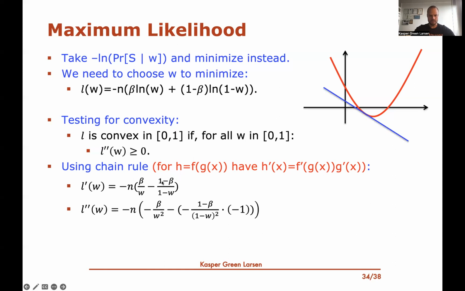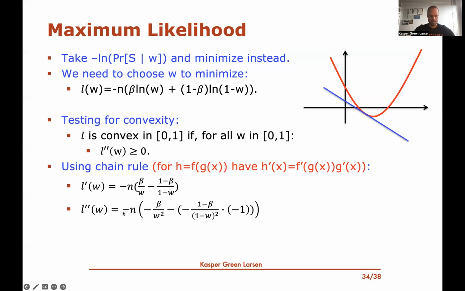Then we need to take the derivative of this. The 1 minus beta is a constant. Now the outer function is 1 over x, right? So using the chain rule, we replace that by minus 1 over x squared, and then we replace the inner function with 1 minus w. So we get minus 1 over 1 minus w squared. Finally, we need to multiply with the derivative of the inner function. The inner function is again 1 minus w, so its derivative is minus 1. So we multiply with that here.